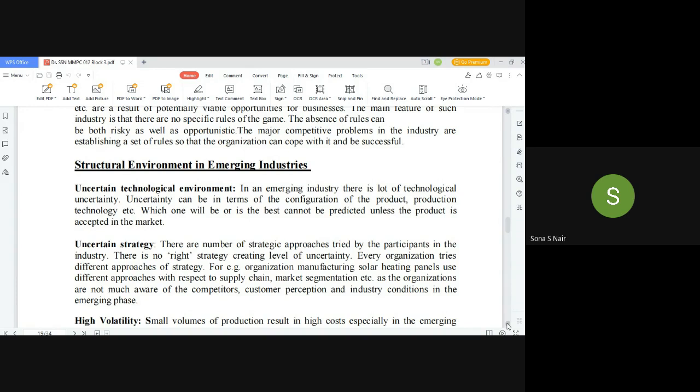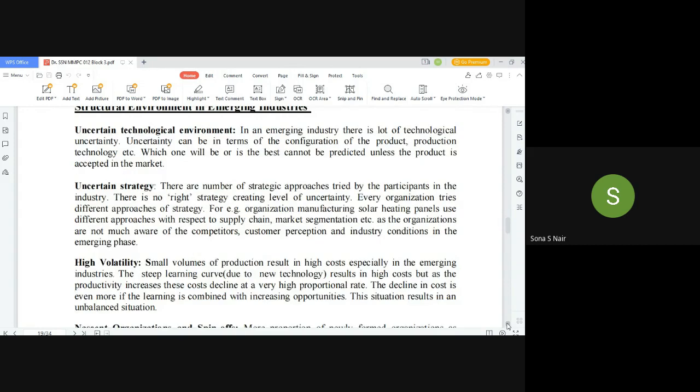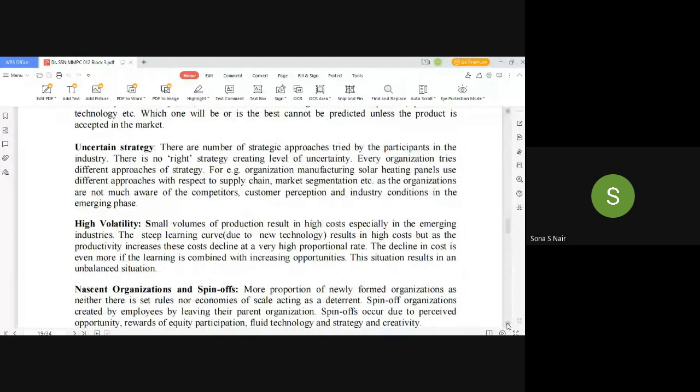But as far as emerging industries are concerned, strategies are not fixed because everyone is at the moment doing trial and trying out new things, and trying to fix a strategy which would help them offer good products and also support their own business. That's the reason it's highly volatile.